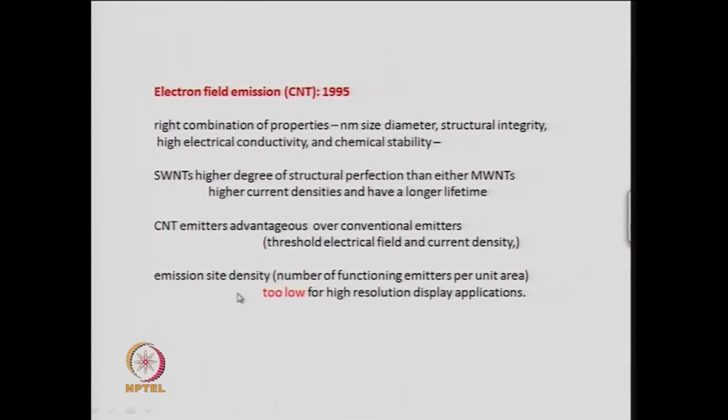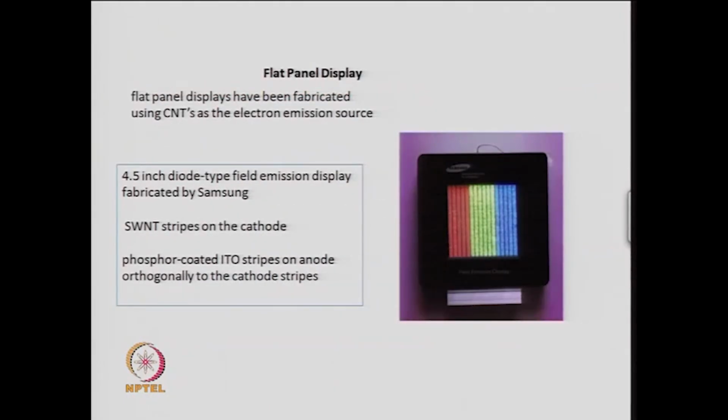Now, the emission site density, this is probably one thing which is not so good for carbon nanotubes, that is the number of functioning emitters per unit area is low for very high resolution display applications. So, these field emitters, as you know, are used in display applications and such carbon nanotube based field emitters will have low resolution. It is because the number of emitters per unit area is low, and so for high resolution applications they may not be efficient, but people have made flat panel displays.